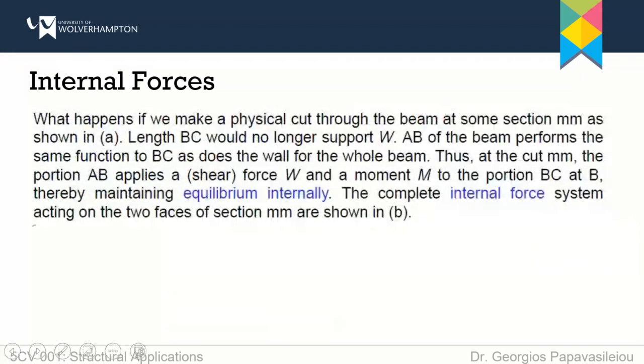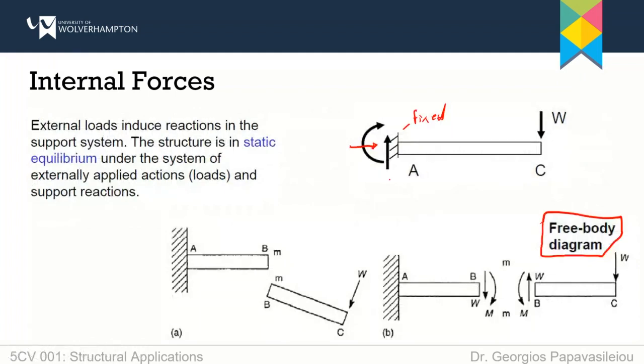Now, if we have a pinned support, let me just draw this over here. This is a pinned support. We know that this will have two reactions, one horizontal and one vertical. So when we draw the free body diagram, we substitute the support with two perpendicular forces.